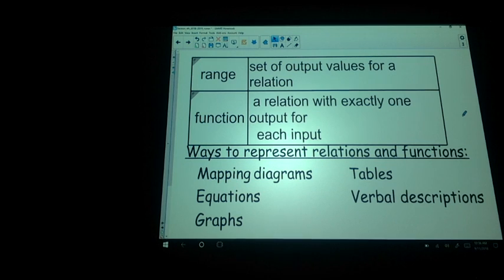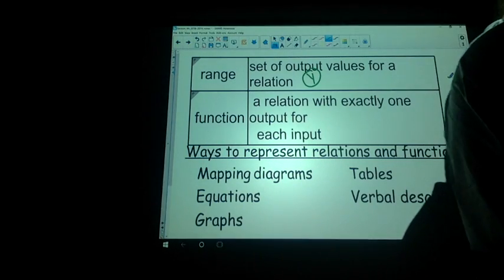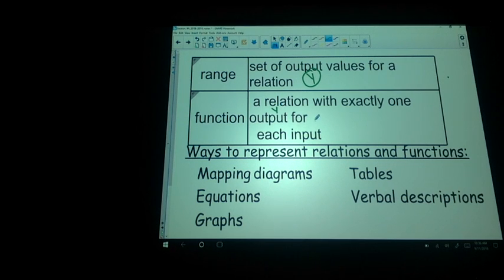All right, so a range is the set of output values for a relation. Output goes with what? X or Y? Y, it's alphabetical. So a set of Y values. And then a function is a relation with exactly one output for each input. So it's one Y for each X. And we'll talk more about what this means. So a function is just a special relation that a certain categorical event takes place of our points.